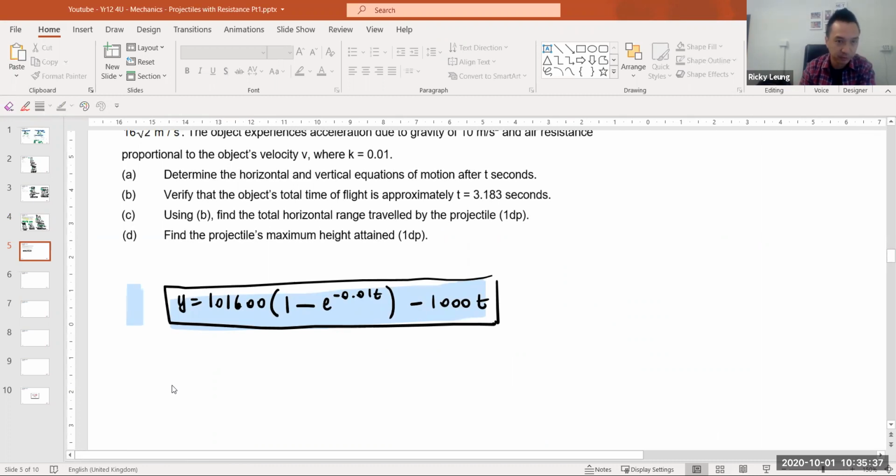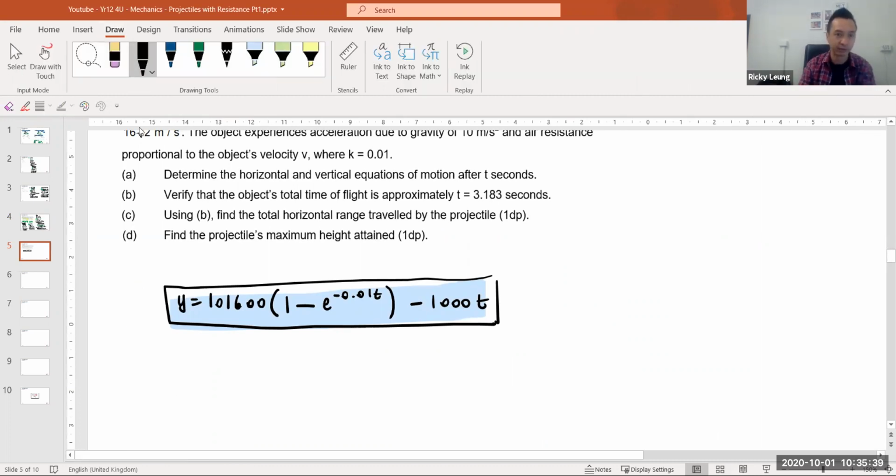Now, part B. This is going to fly, right? So this is going to be quick. Part B is really easy. We need to verify that t equals 3.183 is the total time of flight. Now, we know that for total time of flight, y equals 0 because it lands on the ground. So when y equals 0, I want to verify that this guy is in there.